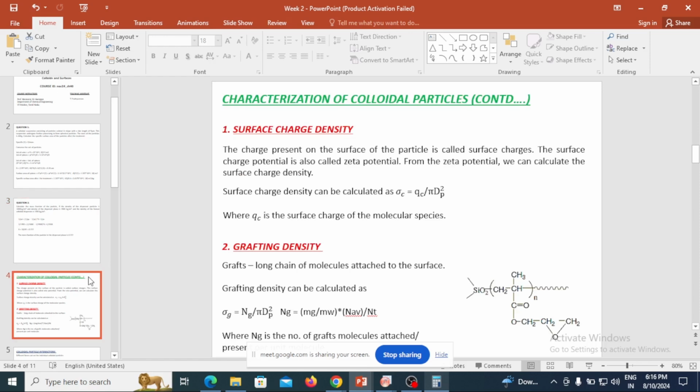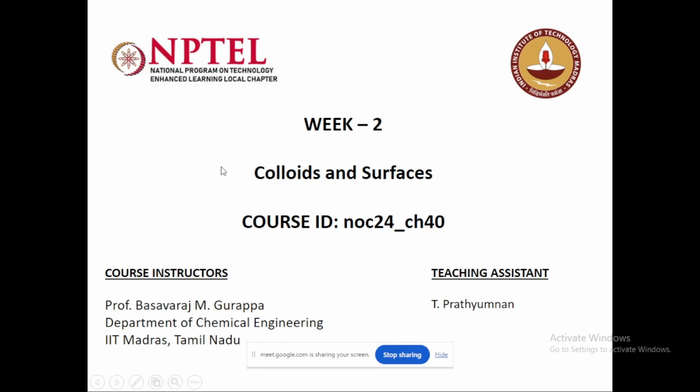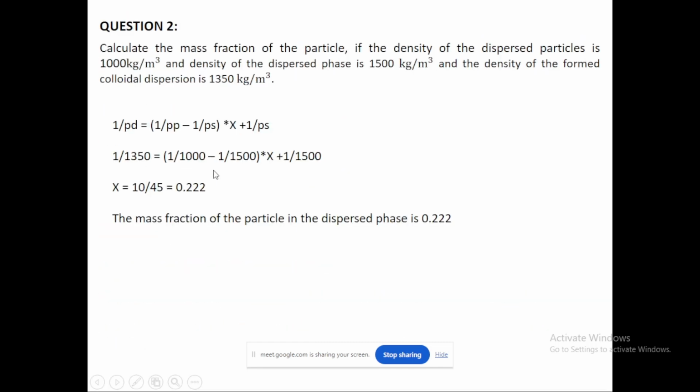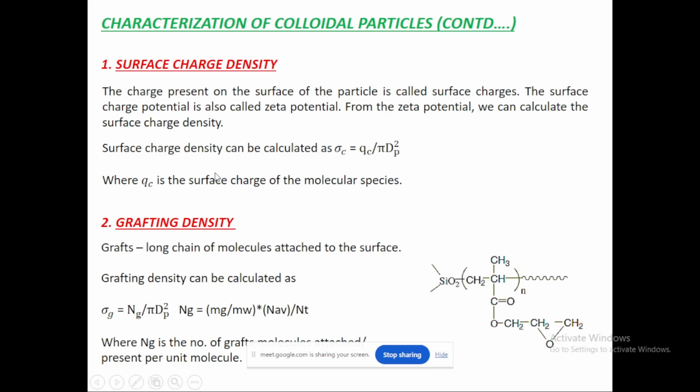If you see, we have certain parameters to discuss in the characterization of the colloidal system. We have two different parameters that were not covered in the week 1 live interaction session. One is the surface charge density and another one is the grafting density. If you remember, we solved a problem on calculating the surface charge density.